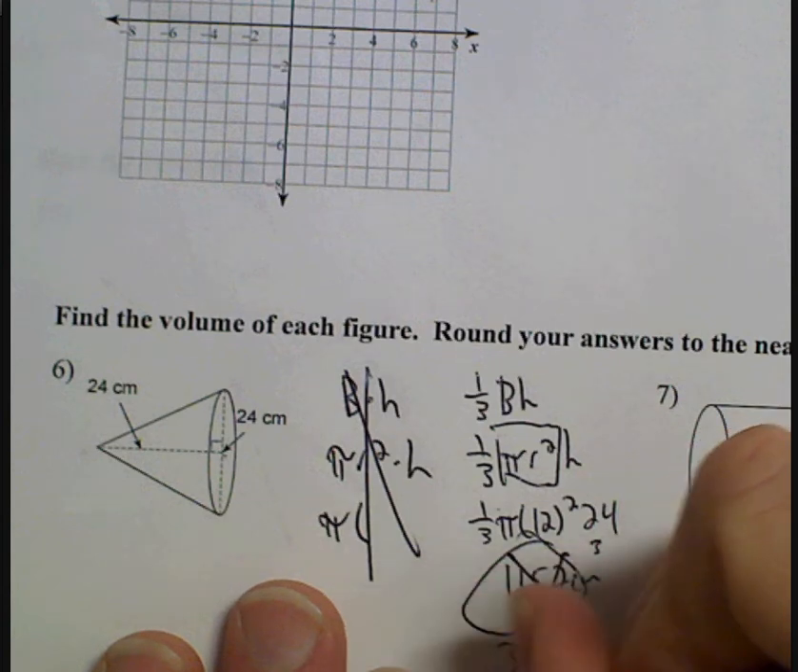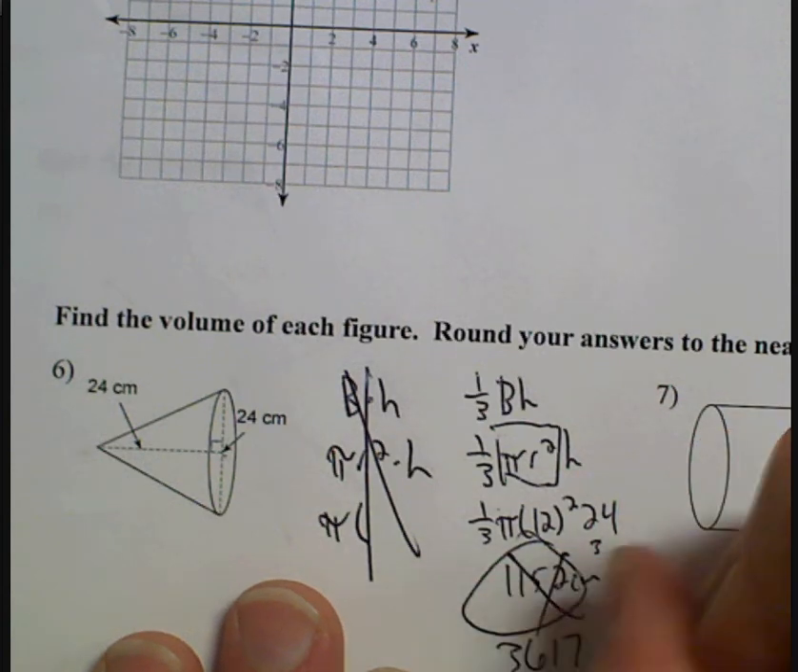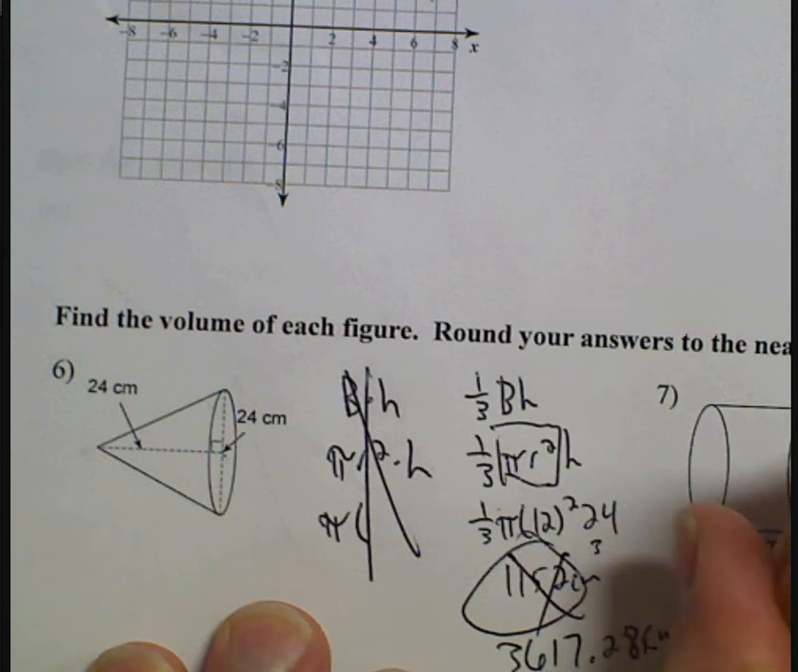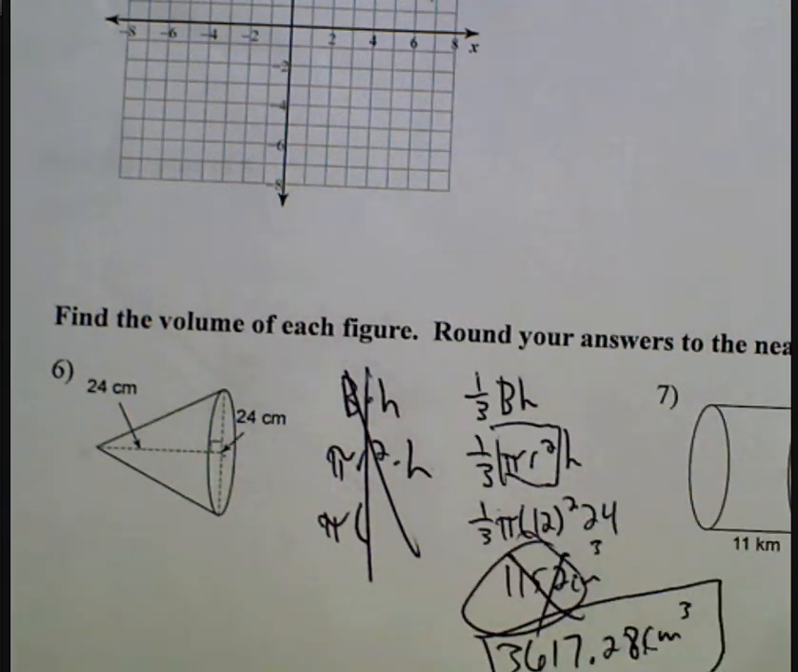So this would be 3,617.28 centimeters cubed. And it says round to the nearest hundredth. That is the nearest hundredth.